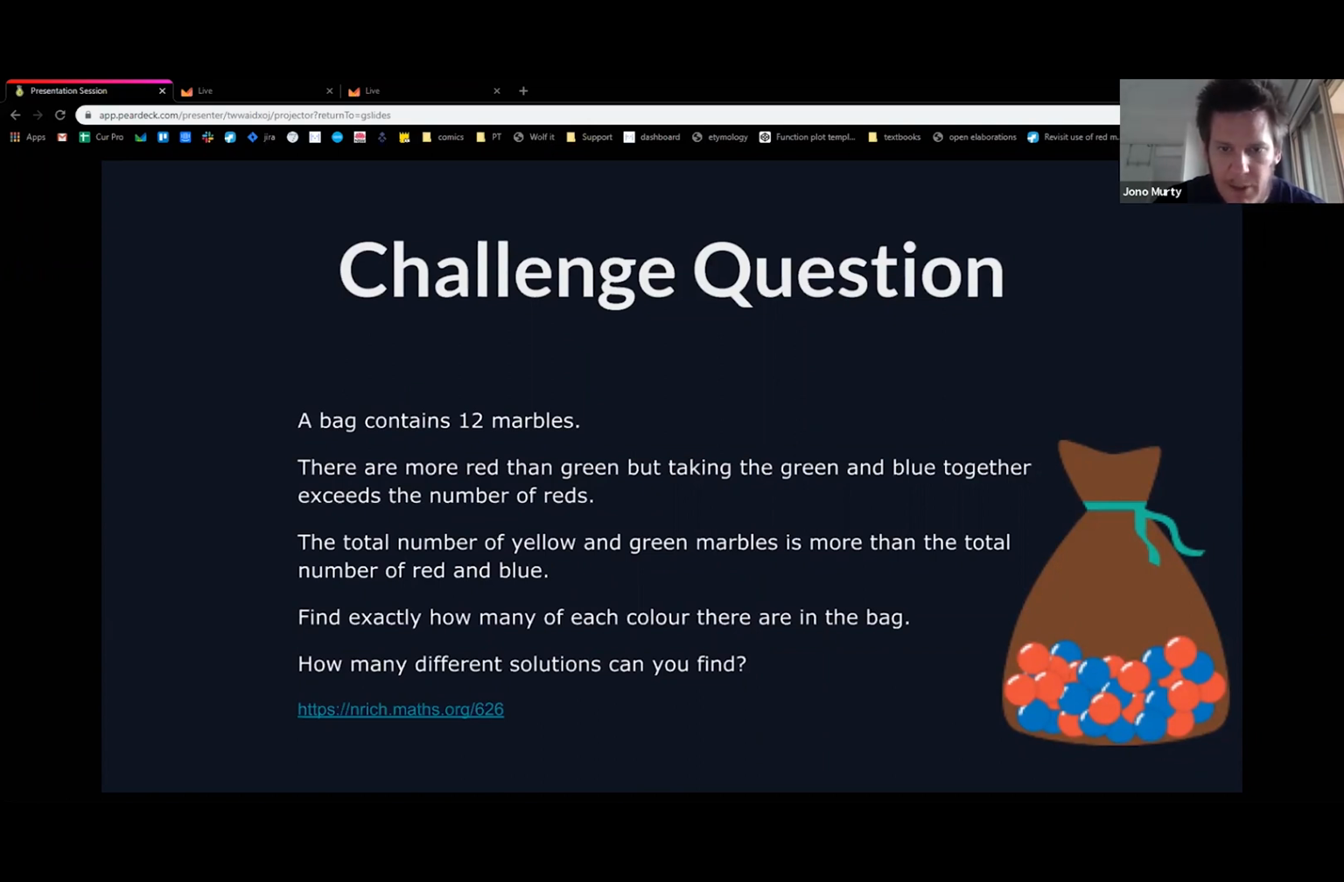I meant to get to this quickly, but I think it was worth spending the time making sure we fully understood everything. Okay, so there are more red than green. So R is greater than G, but taking the green and blue together, G plus B is greater than red. The total number of yellow plus green, Y plus G, is more than the total of red plus blue.